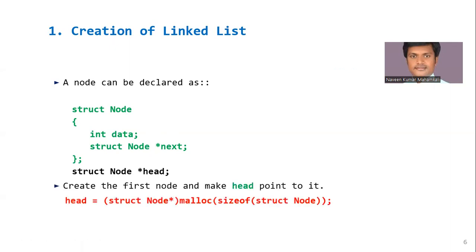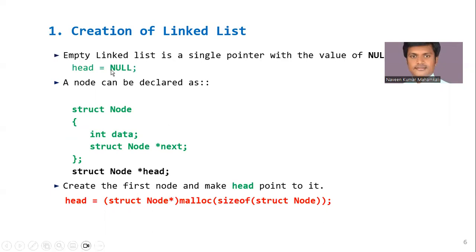Now I dynamically create a node, which is in fact the first node, using malloc. It returns the address, and that address I have stored in head. So now the linked list has one node. Assume head equal to null always represents an empty linked list. Initially head is null. After creating a node and assigning the address to head, the linked list has one node.